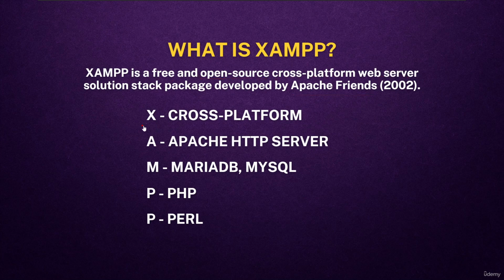Okay, so here is the acronym for the word XAMPP. X means cross-platform, so we can use it on Linux and even Mac, and of course Windows. Then A stands for Apache HTTP server, meaning we can use it for hosting and deploying websites online, and we can also use it for our local deployment on our computer. M stands for MariaDB, MySQL, and P is for PHP, and of course Perl.